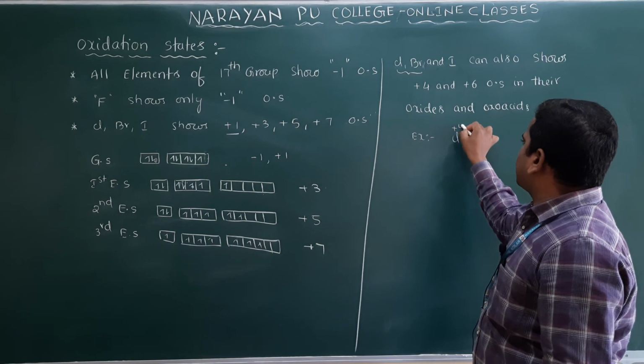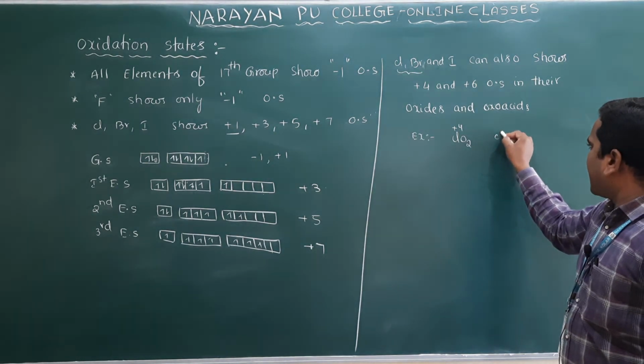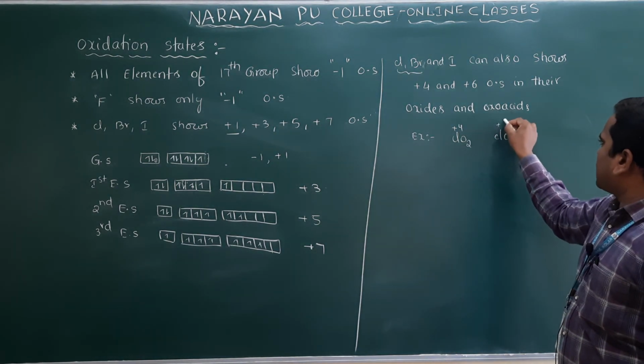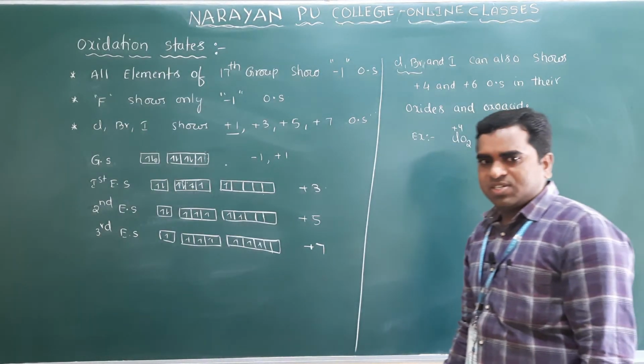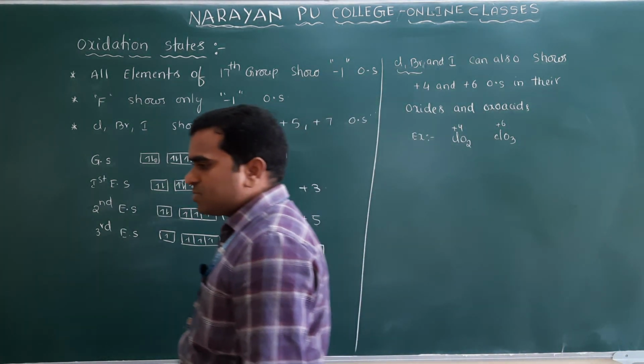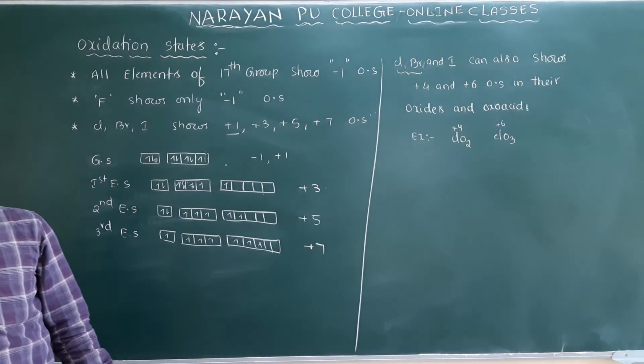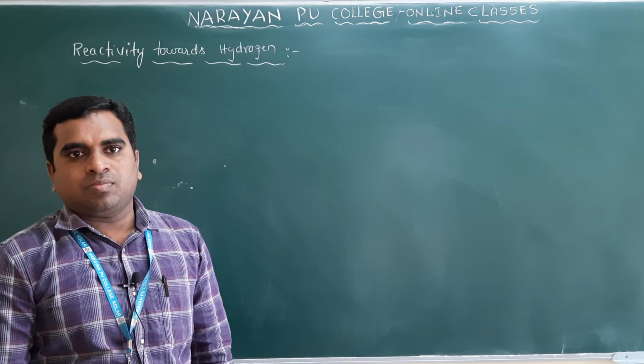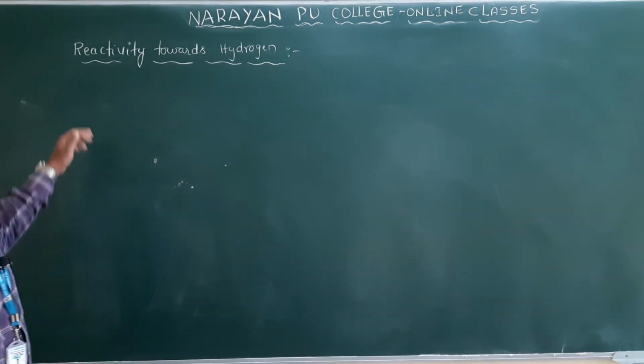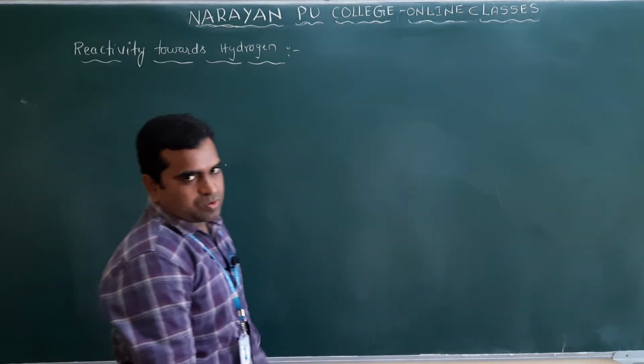ClO2, what is the oxidation state? Plus 4. If I write ClO3, what is the oxidation state? Plus 6 oxidation state. So this is about the oxidation states of the 17th group elements. Next one is reactivity towards hydrogen.